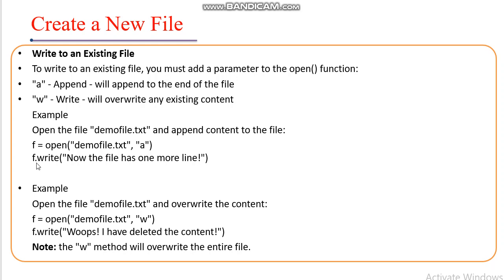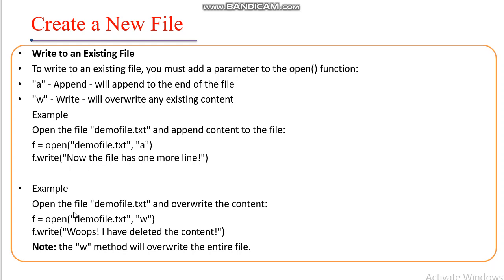Then to write the content we should use the write syntax. So f dot write, to this file object, wherever the file demo file has been opened, that is assigned to this file object f. So file dot write, now the file has one more line. Whatever line you want to add, you can write into the file.